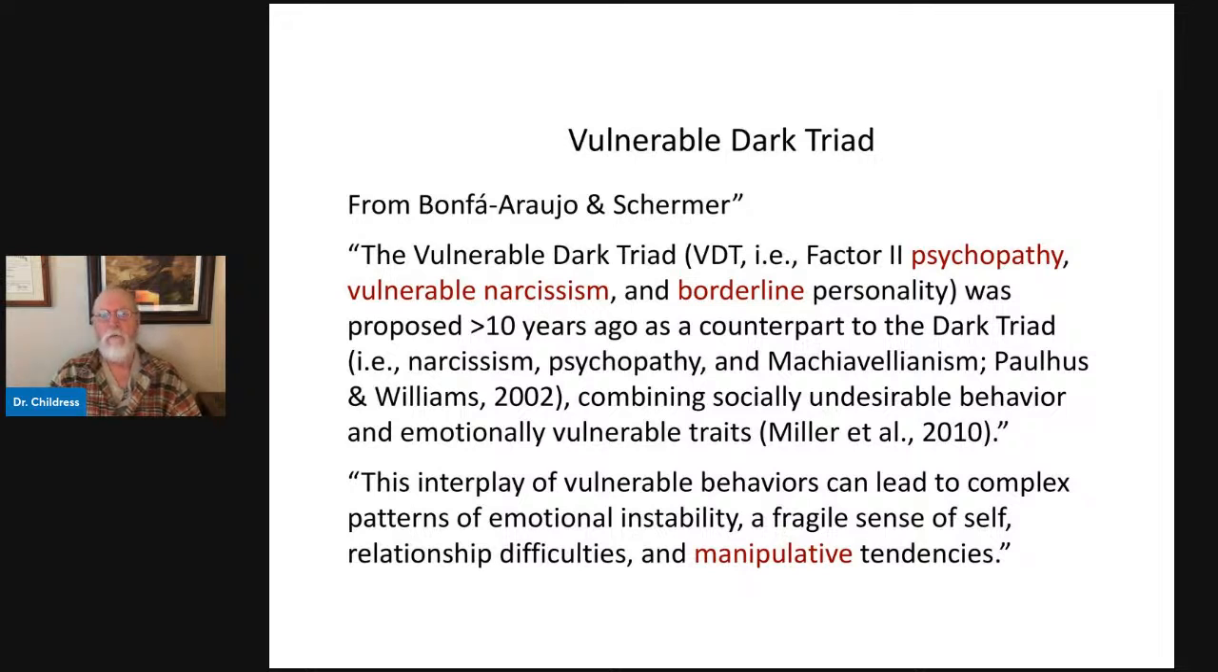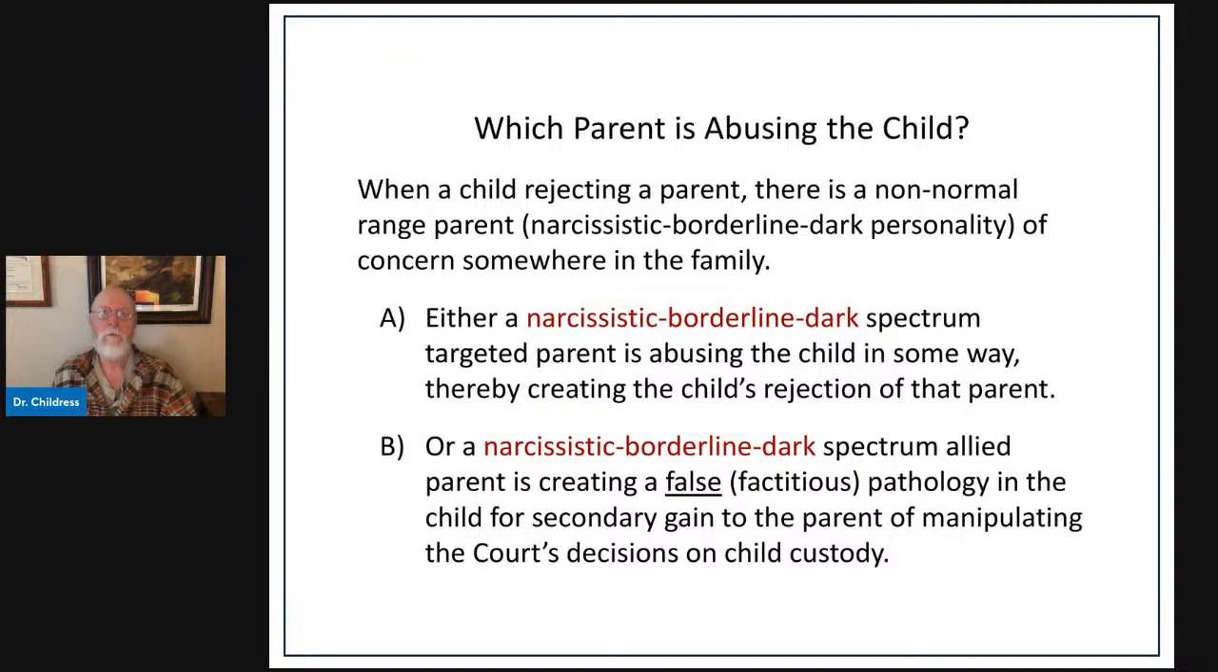And then from Monfa, Arigario, unfortunately, I apologize for the name, and Shermer, regarding the vulnerable dark triad, VDT. Here we have factor 2 psychopathy, vulnerable narcissism, and borderline personality traits. It was proposed over 10 years ago as a counterpart to the dark triad of narcissism, psychopathy, and Machiavellianism. And it combines socially undesirable behaviors and emotionally vulnerable traits. The interplay of vulnerable behavior can lead to a complex pattern of emotional instability, a fragile sense of self, relationship difficulties, and manipulative tendencies. And it's the manipulation that is of direct concern.